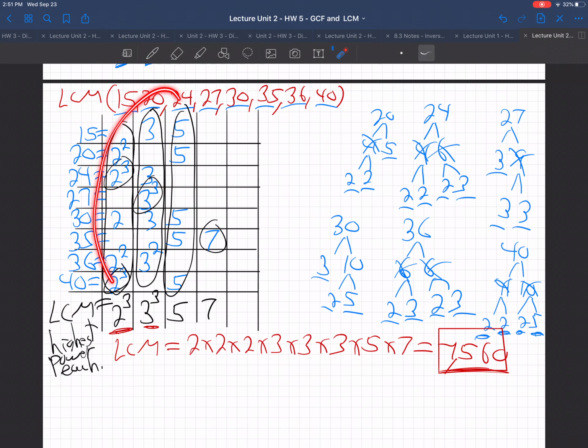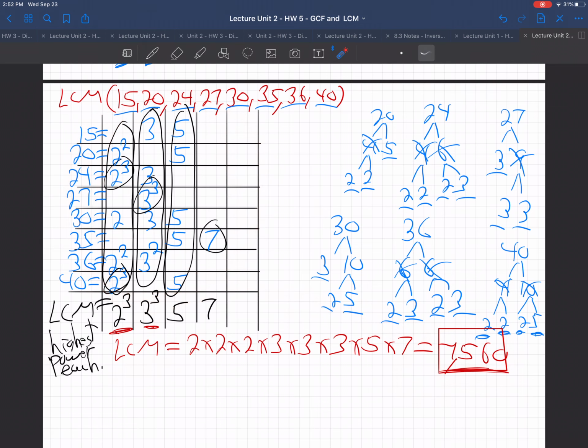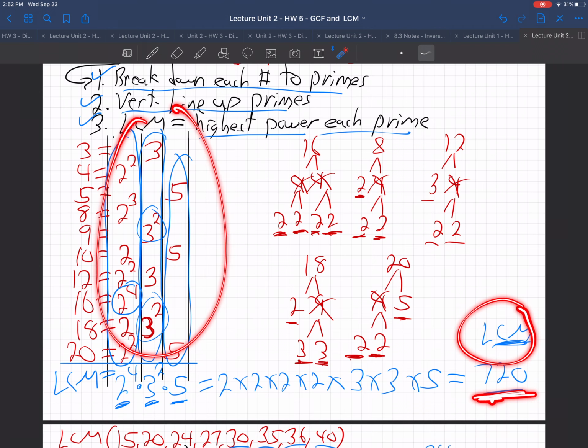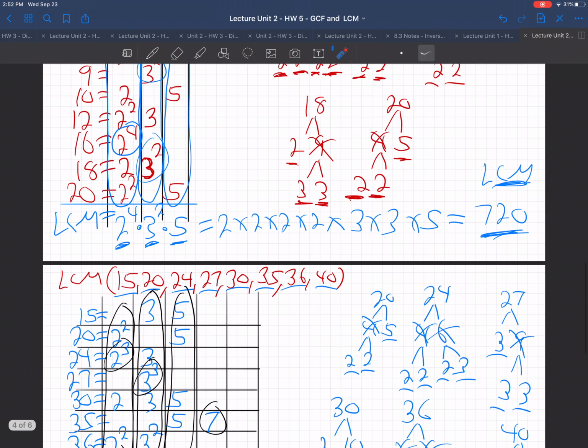All these pieces here are found in the 7,560. That's the least number that contains all these pieces to build those numbers. And on this one, the 720 is the lowest number that contains all the pieces needed to build all those numbers. That's what we're finding, the least common multiple.